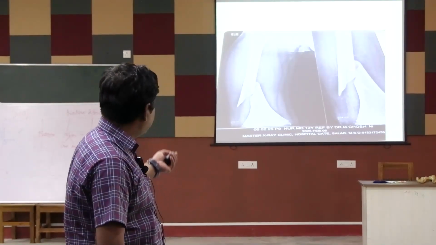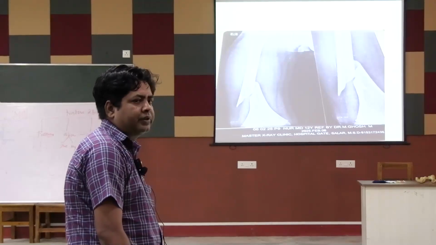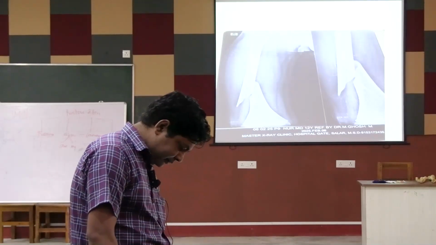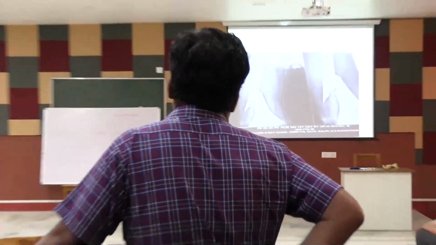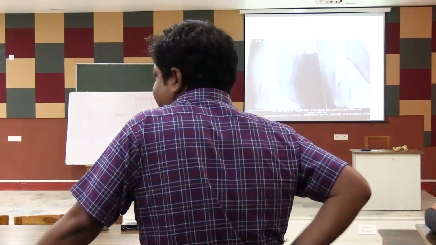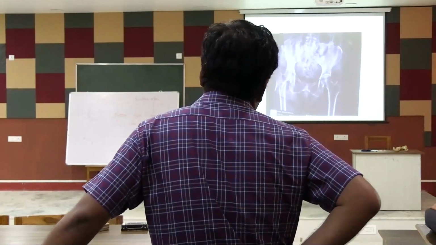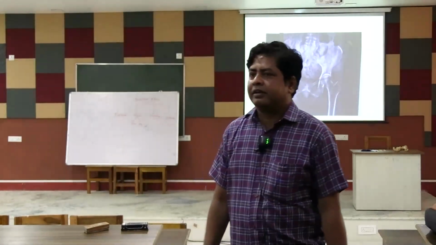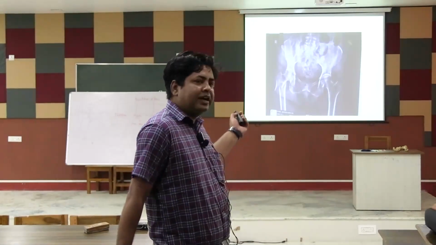I'll show an example. What fracture is this? Oblique, right? Is this short oblique or long oblique? How did you say long oblique? More than 30-degree angulation to the horizontal level of the fracture line, that is called long oblique. What is this? Oblique or transverse?